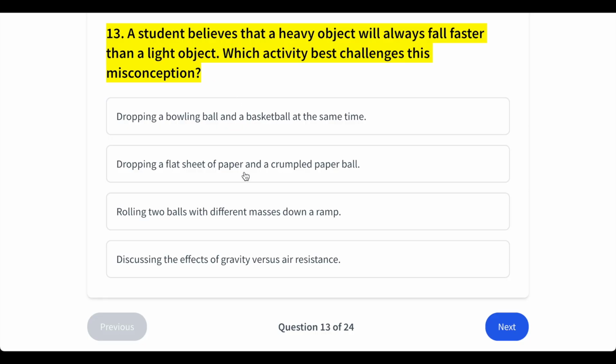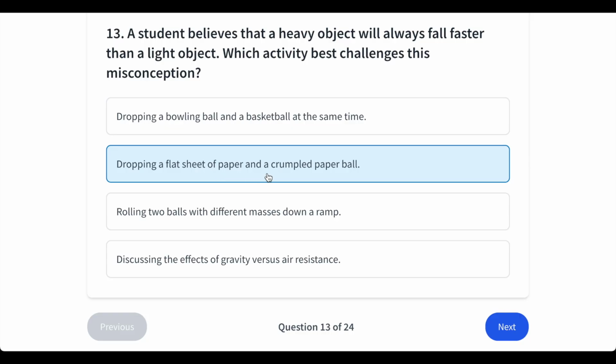I'm going to go with option B, dropping a flat sheet of paper and a crumpled paper ball. I like this because both have the same mass, and a crumpled ball falls faster, isolating air resistance as the key variable, not the weight.